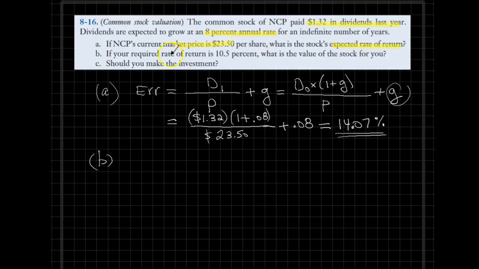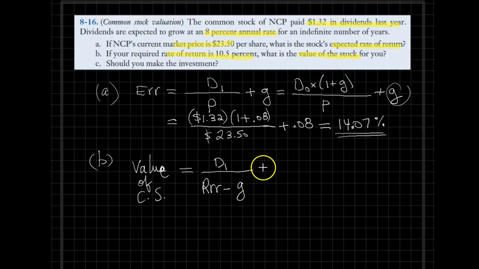In part B, we are given the required rate of return this time, and now the question is about valuing the common stock. So in this part, we will use our valuation formula: the value of the common stock is equal to dividend in the following year divided by required rate of return minus the growth rate.